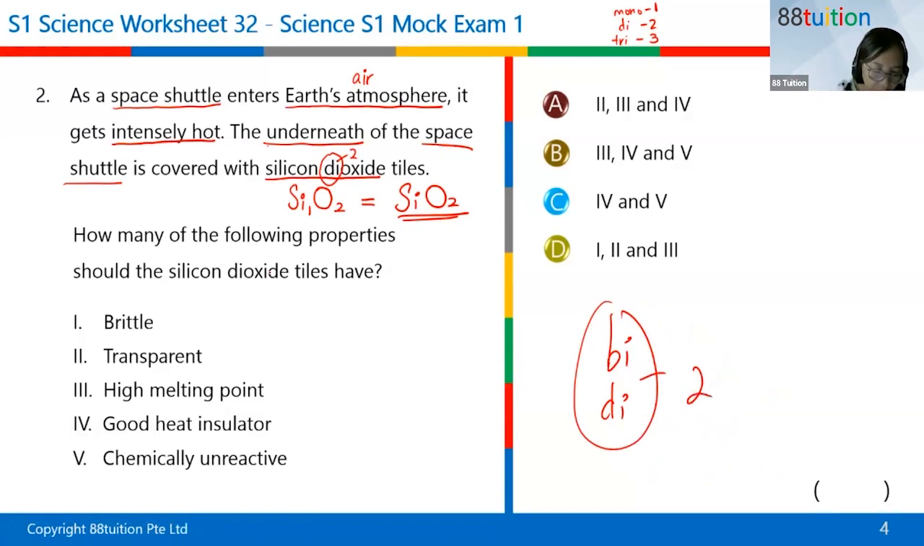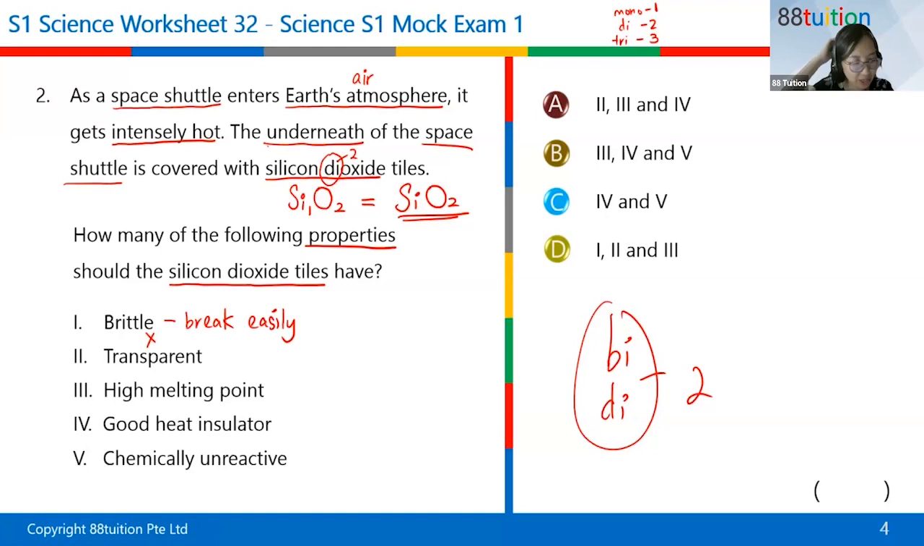All right. So which property should the silicon dioxide tiles have? Now brittle means it will break easily, right? That's bad, right? Glass is brittle. So that's bad. I don't want it to be brittle. I don't want my space rocket to break. Is it important for your space shuttle rocket to be transparent? Not really, right? I don't care. It doesn't matter whether it's transparent or not.